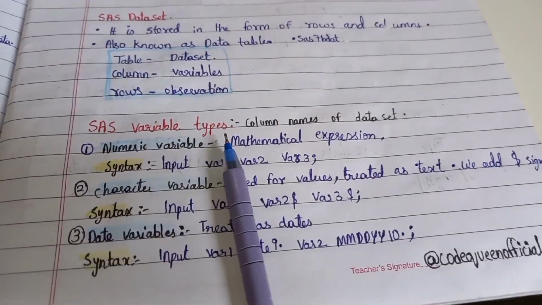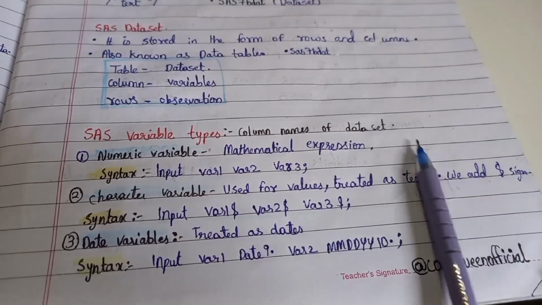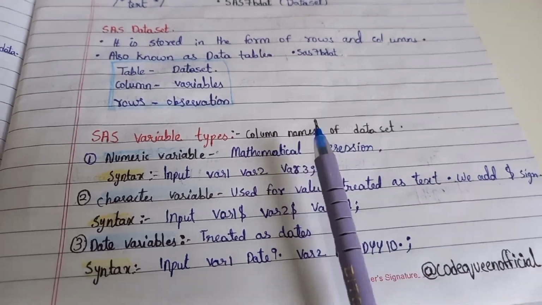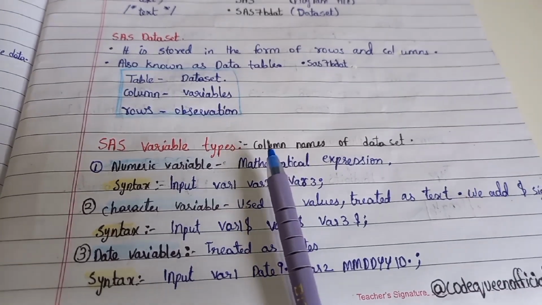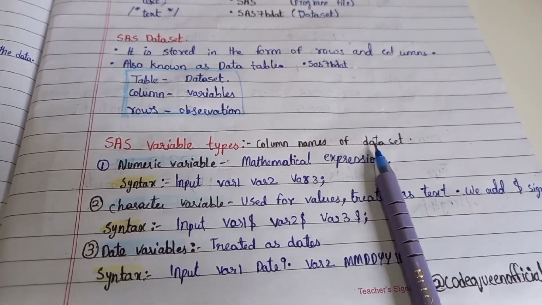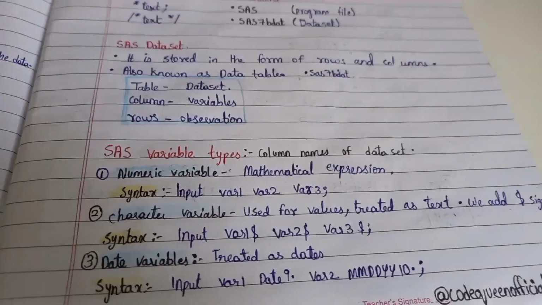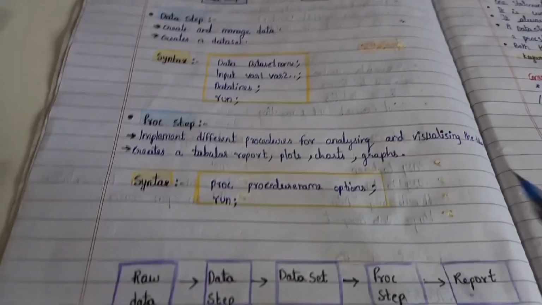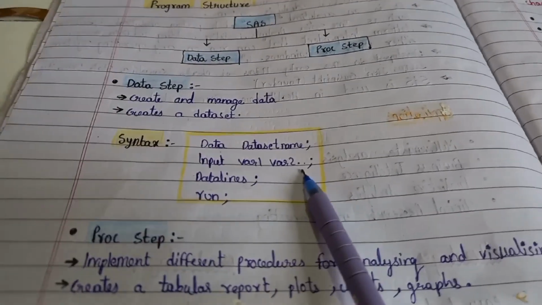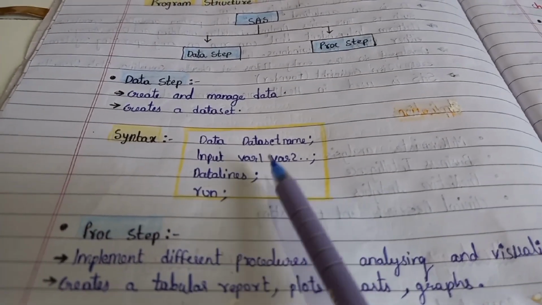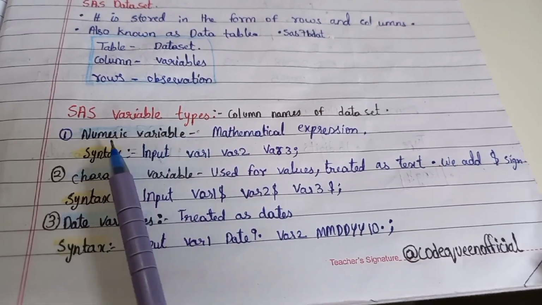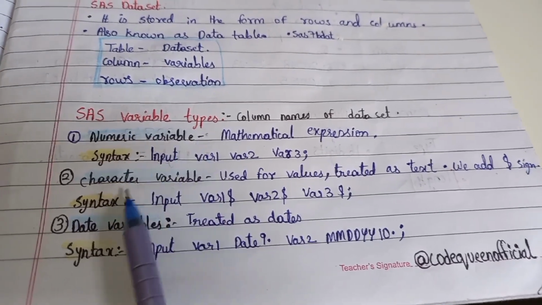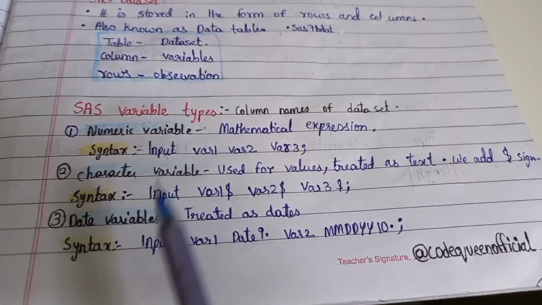And SAS variable types. A SAS variable is nothing but referred to as the column names of a data set. Okay. Here in the syntax, var1, var2, these are the variables; variables are nothing but the columns. So, there are three types of variables: numeric variable, character variable, and date variable.